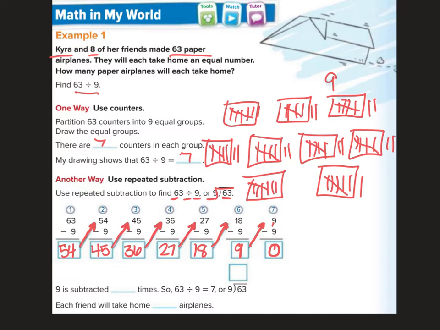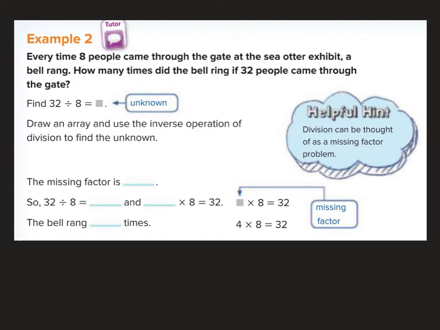So how many did I take away? 7. 1, 2, 3, 4, 5, 6, 7. I took away 7 nines. Now I just subtracted 7 times, so that means that 63 divided by 9 is 7. Each kid will take home 7 airplanes.